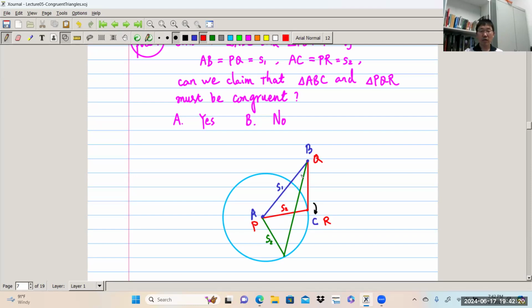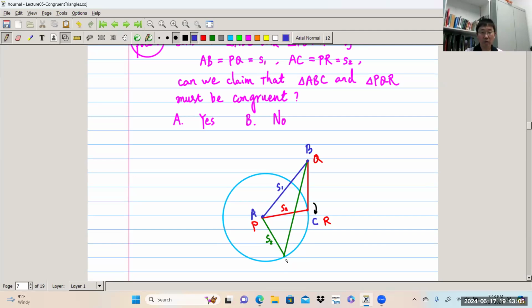Now, as you can see, AB is congruent to PQ because we use the same stick for these 2 sides, and AC is congruent to PR because I use the same stick for that side. Obviously, you can make 2 different triangles such that ABC is different from PQR. For ABC, you can move this C around this circle, keeping that distance the same. Now you can make infinitely many triangles. You can make this triangle here in this shape, triangle ABC.